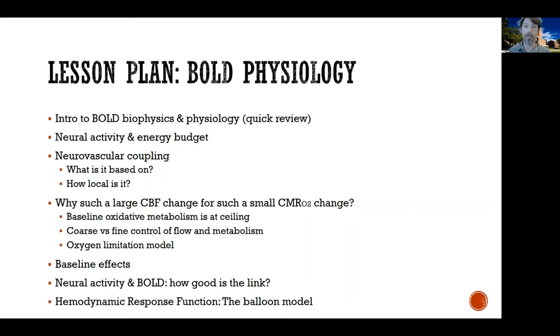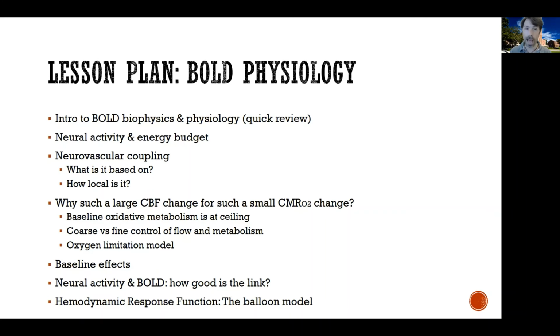I need to add to that so-called baseline effects. It turns out that BOLD is mainly related to cerebral blood flow. But there also are so-called baseline effects that play a role in how big the BOLD signal ends up being.